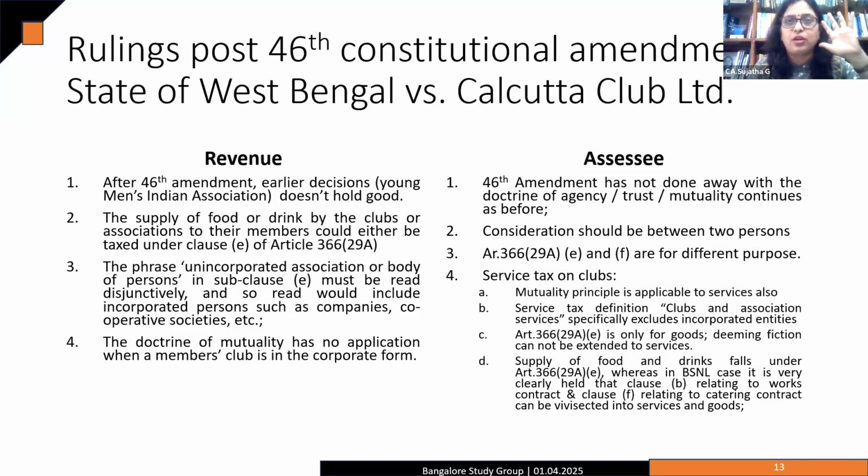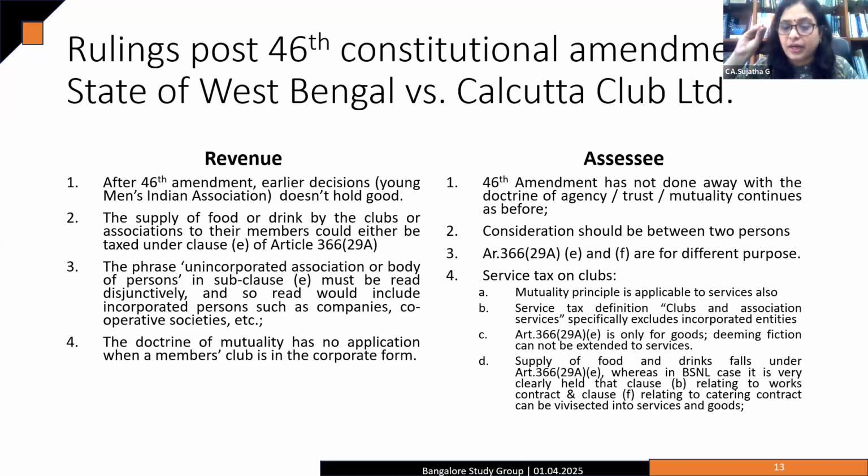It means that whether you are incorporated or unincorporated, it is very well within the ambit of constitutional provisions. So forget about Young Men India's Club. Don't bring it here. This was the contention of revenue. Then the supply of food and drink by the clubs, same thing, 366(29)(a) would be applicable. So the concept of doctrine of mutuality will not prevail over the constitutional provision. This was the one stand taken by the revenue.